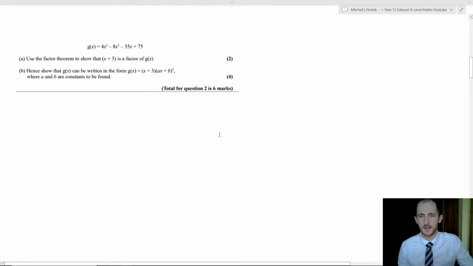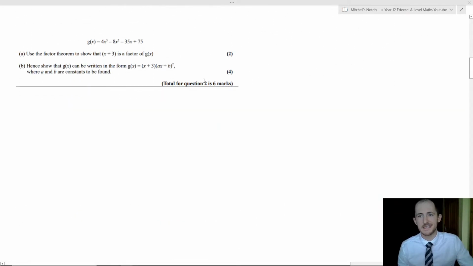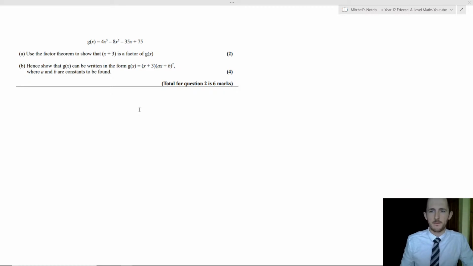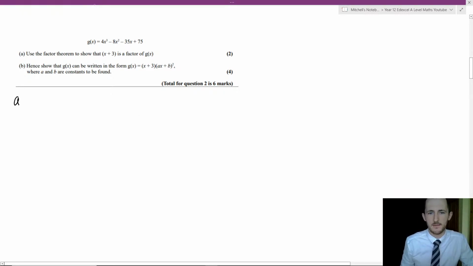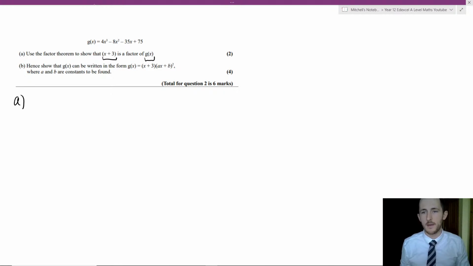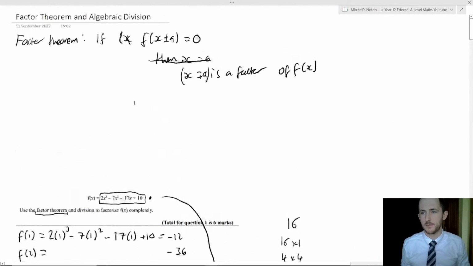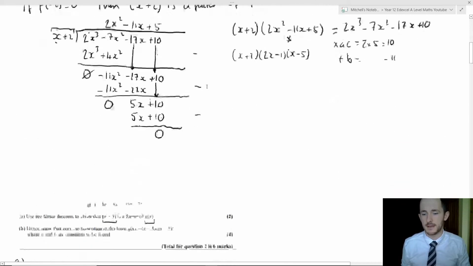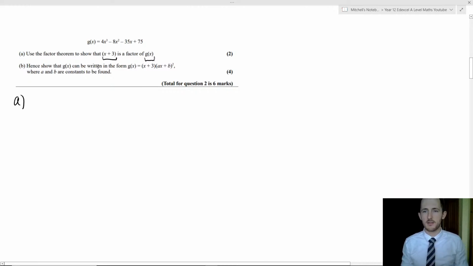So let's go for another one then. So this is a more typical style of exam question, okay, where they can essentially tell you what the factor is. Okay, so for part A here, we have to show, using the factor theorem, that x plus 3 is a factor of g of x. Well, go back up to the factor theorem. Right? If we substitute in a value here and it equals 0, then it's a factor. So they're telling me that x plus 3 is a factor.